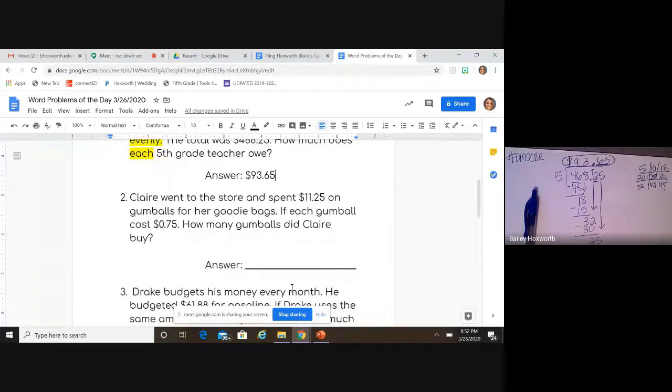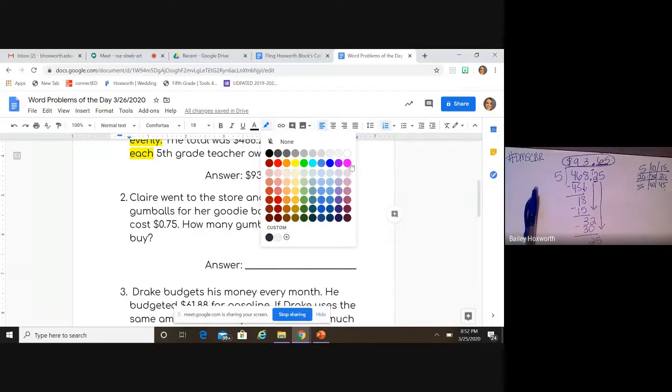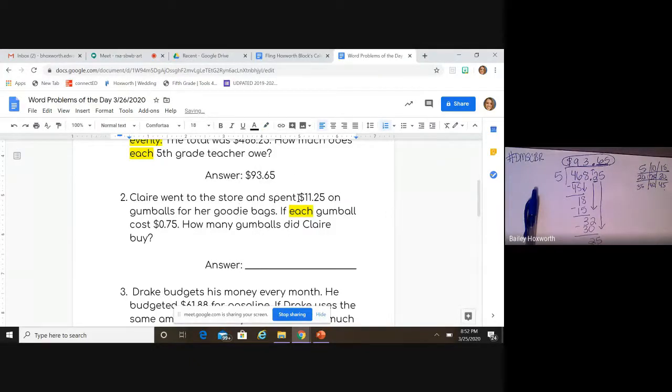Claire went to the store and spent $11.25 on gumballs for her goodie bags. Each gumball cost 75 cents. How many gumballs did she buy? So I have a total here. It's already given me a total, $11.25, and it's telling me how many each specific gumball cost. So for me to figure out how many she bought, I need to divide $11.25 by 75 cents.